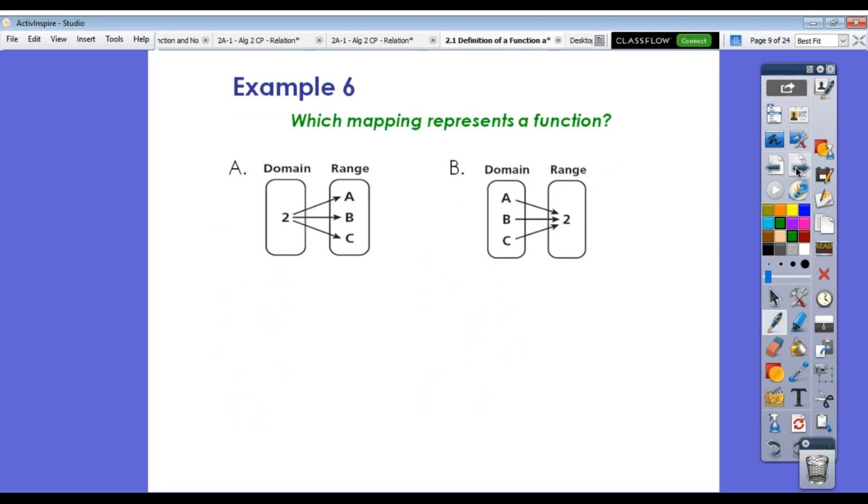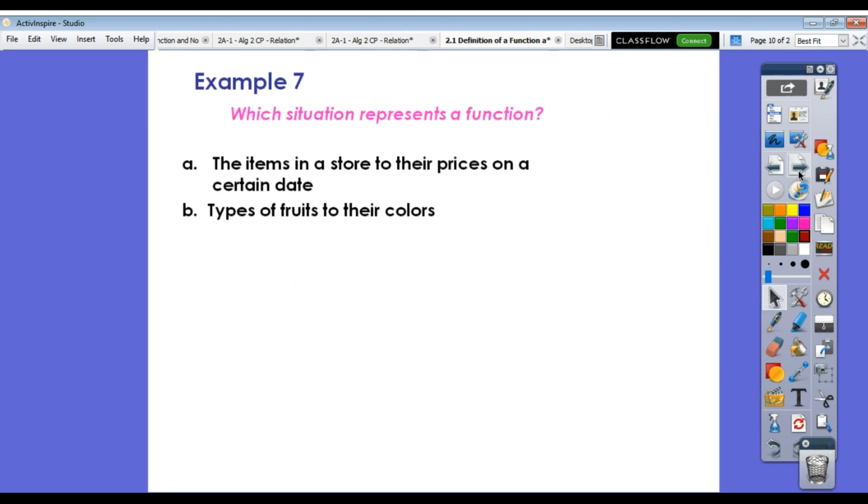Which mapping represents a function here? The 2 goes with A, B, and C. That's obviously not a function. A, B, C goes with 2. That's still a function. That's fine because the range represents the y. The domain, the domains are the elements of the x values.